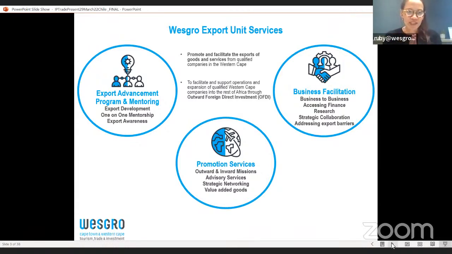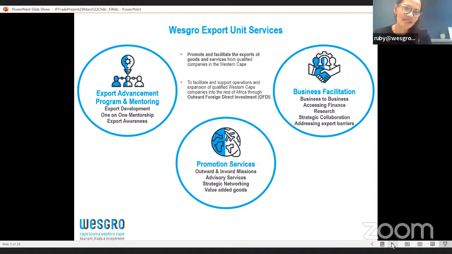This slide speaks specifically to our export promotion services, and they really fall within 3 core remits. Ultimately, the objective is to promote and to facilitate the export of both goods and services from qualified companies in our region. I'll refer to why I mentioned qualified companies in a bit. The second mandate is to facilitate and support operations and the expansion of qualified companies within our region into the rest of the continent. Often the Western Cape province is seen as a launch pad into the rest of the continent, and we facilitate that kind of outward foreign direct investment.